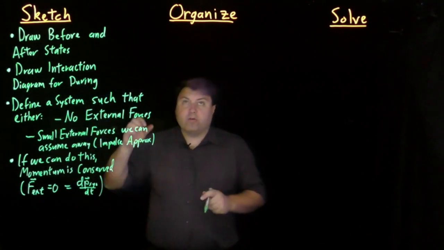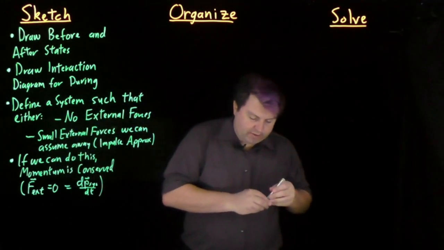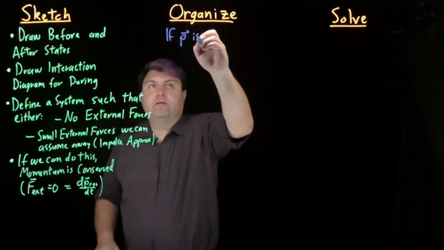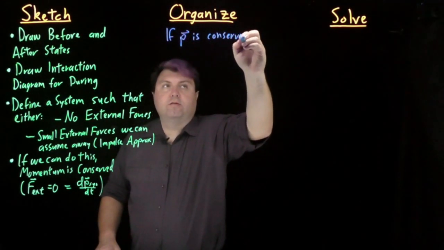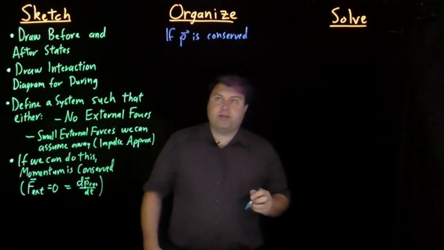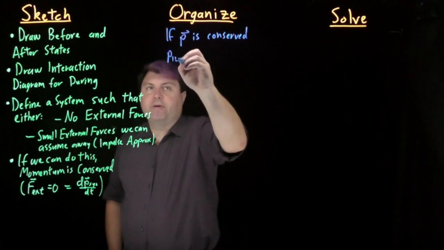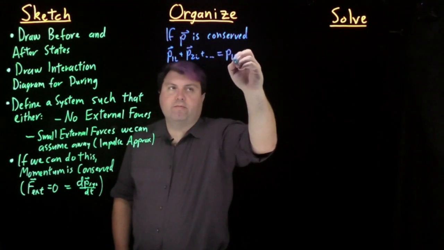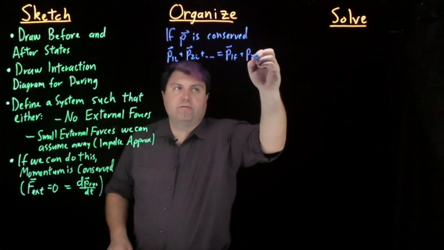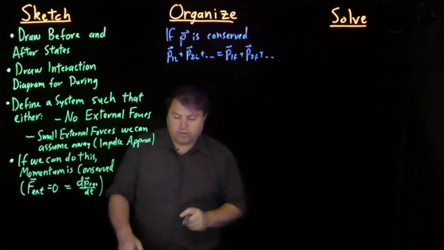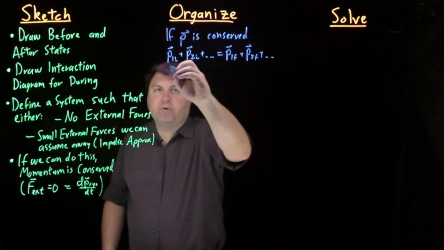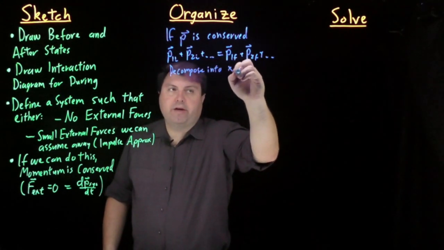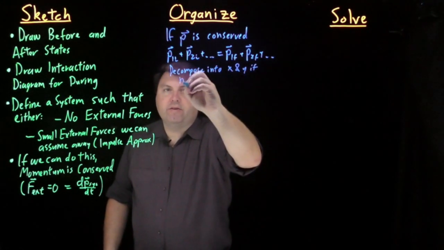So in our organize step, if our momentum is conserved, then we can write conservation of momentum. So we can write the momentum of 1 initial plus the momentum of 2 initial, and so on and so forth, is equal to the momentum of 1 final plus the momentum of 2 final, and so on and so forth. If we need to, we can decompose into x and y if it's needed.